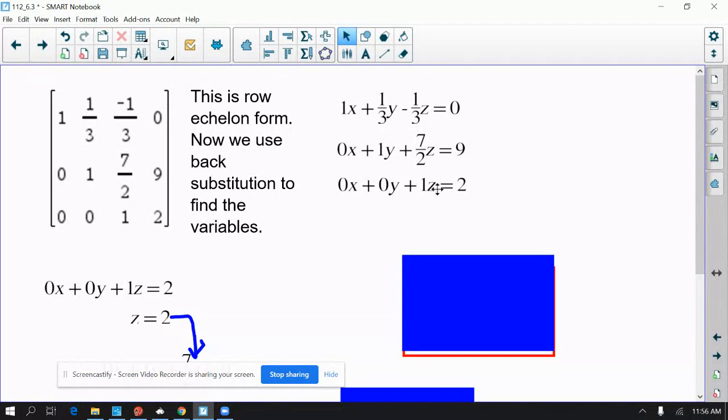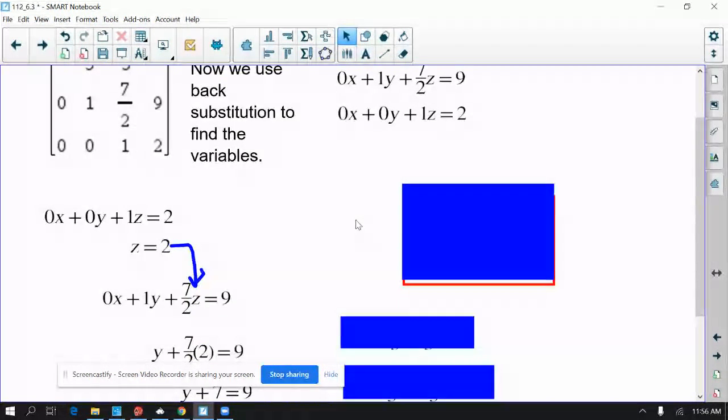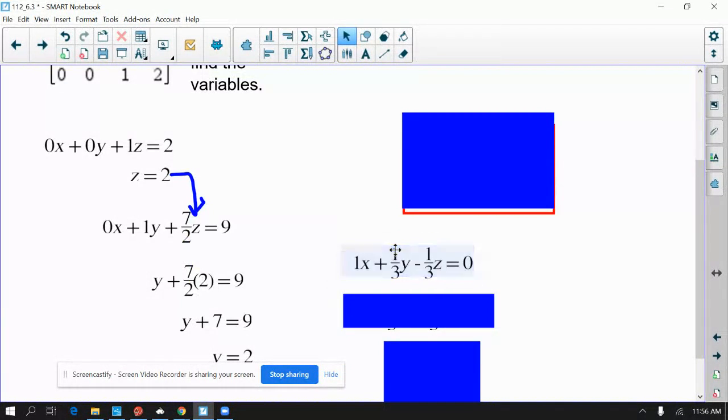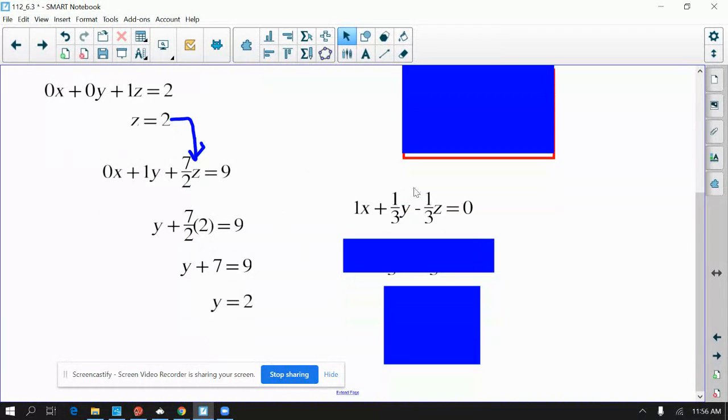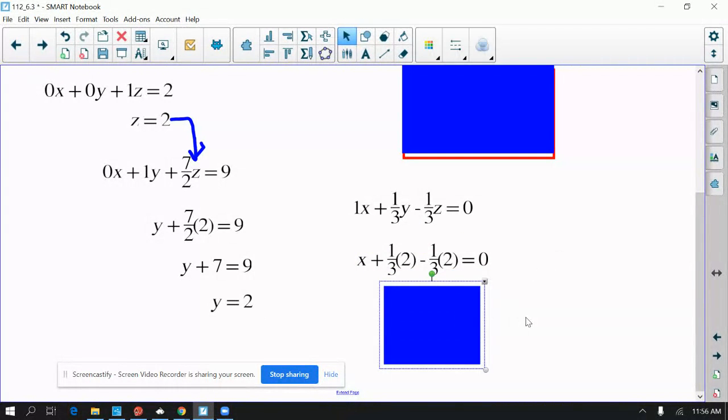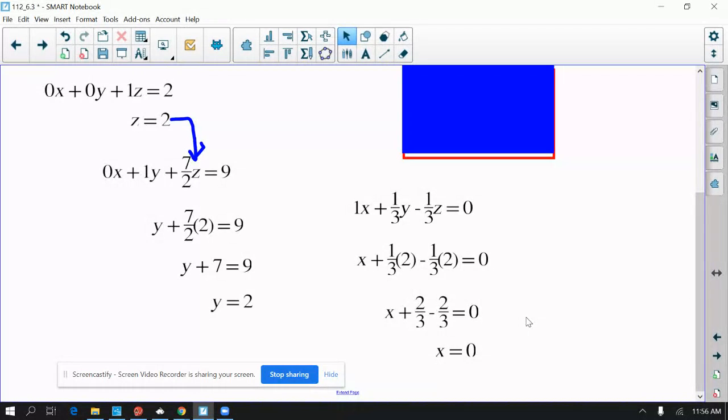You start with the bottom one and you work your way backwards. The top equation was that. I know what z is already, 2, and I just discovered what y is, 2, so I replace the y and the z with 2. And I discover that x is 0. So I know z, I know y, I know x, and I know my answer.